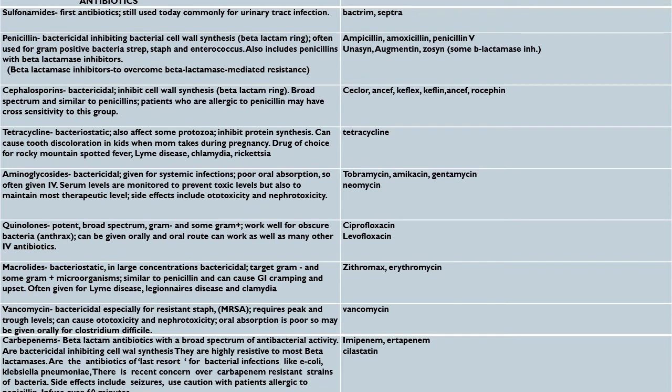Patients who are allergic to penicillin can have cross sensitivity here, and these particular antibiotics need to be infused very slowly over about 60 minutes. So they're very similar to the penicillins and the cephalosporins. Again, these are the antibiotics of last resort, and we are beginning to see more carbapenem-resistant strains of bacteria, which is of concern to us. Some examples of these are imipenem, ertapenem, and cilastatin.